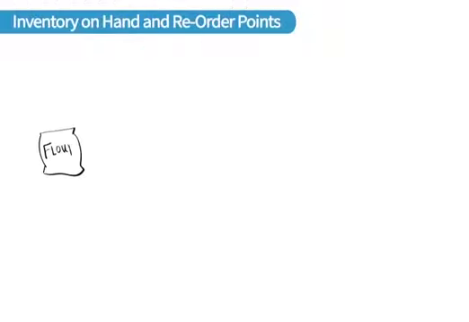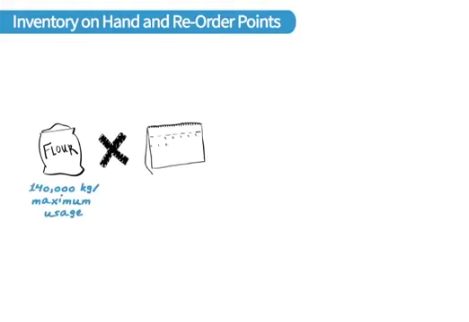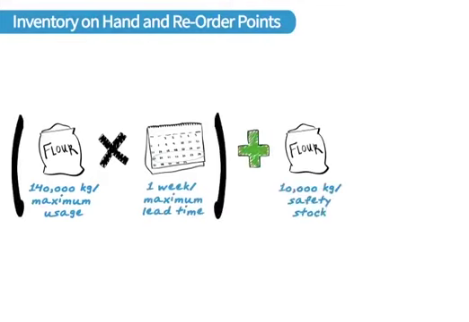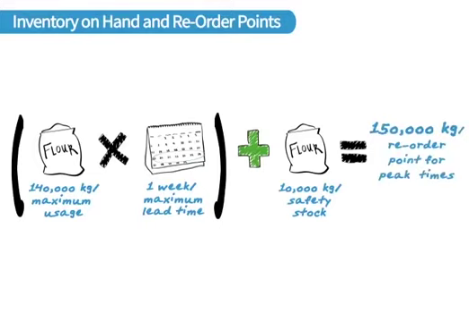For example, let's say your maximum flour usage at peak times is 140,000 kilograms. Multiply this number by your maximum lead time, in this case 1 week, and add the 10,000 extra kilograms to determine that at peak times, you should put a new order every time your inventory of flour reaches 150,000 kilograms.